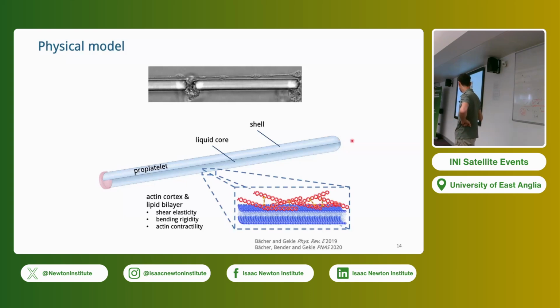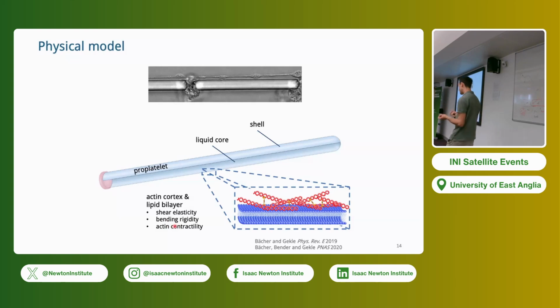The membrane has the pieces that we know. It has a shear elasticity and an area conservation, so the Skalak law. It has a bending rigidity, that's the Helfrich law, but it has now an additional contribution that the red blood cell does not have, and that's the active stress.